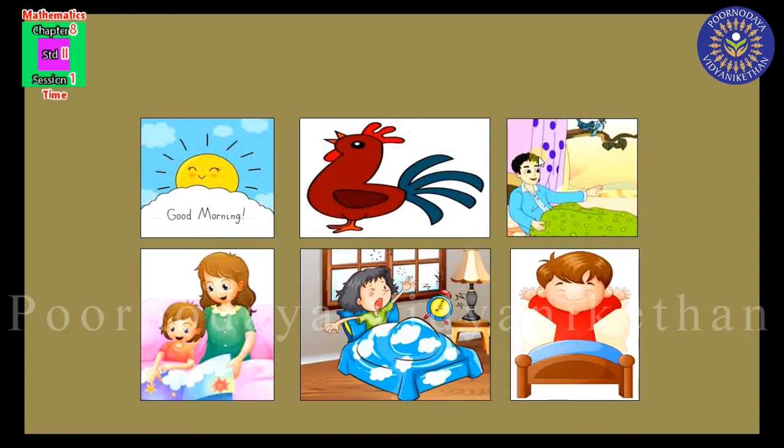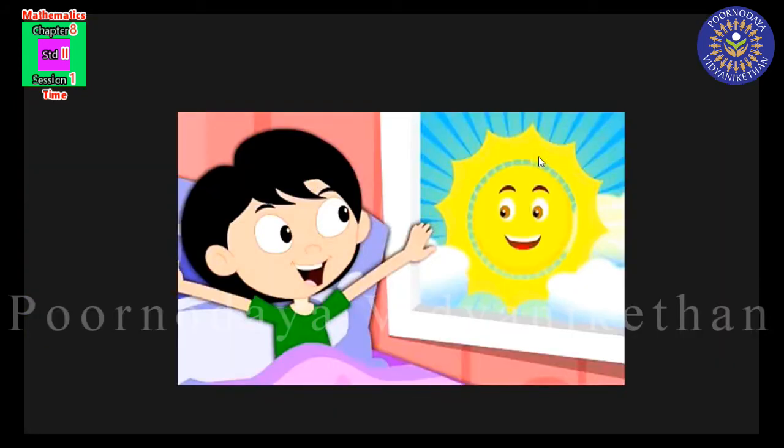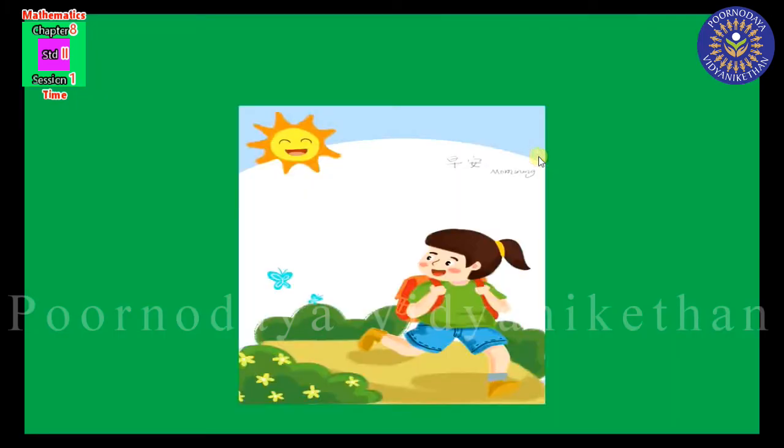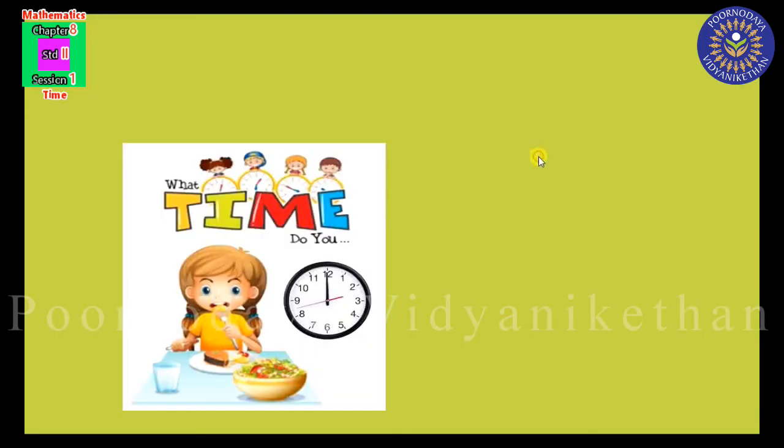Okay, very good. Children, a day is divided into 4 parts. Now, you know that the sun rises in the morning. Usually, in the morning, you wake up and go to school. Noon is the time the sun is directly over our head. In the noon, we have our lunch.